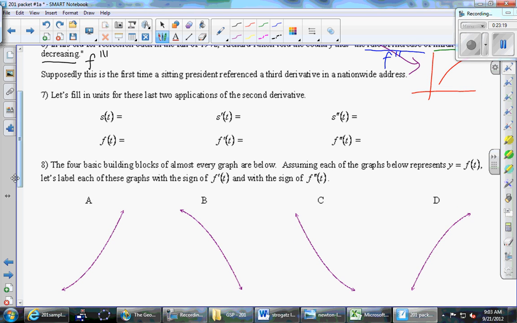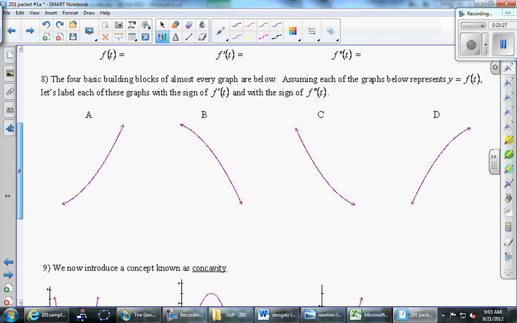Okay. Number 7, we'll just write in a few of them, we'll skip the units. We did a lot of unit stuff last time, so you can fill in units later on. Let's jump down here to 8, and we'll go to Bubba.